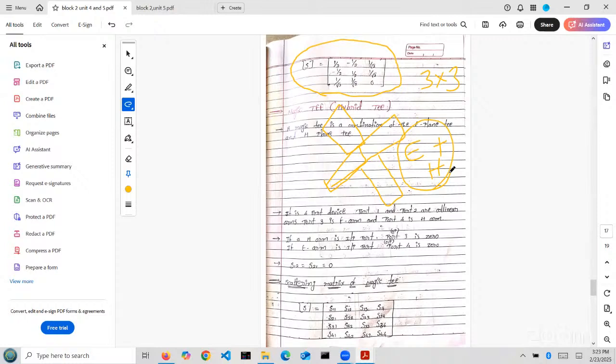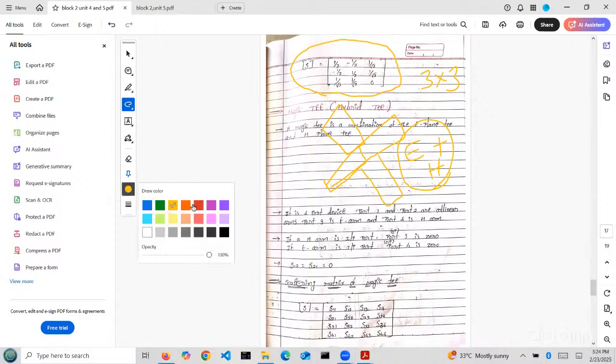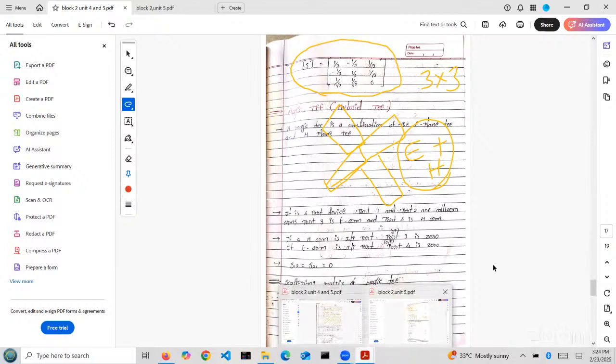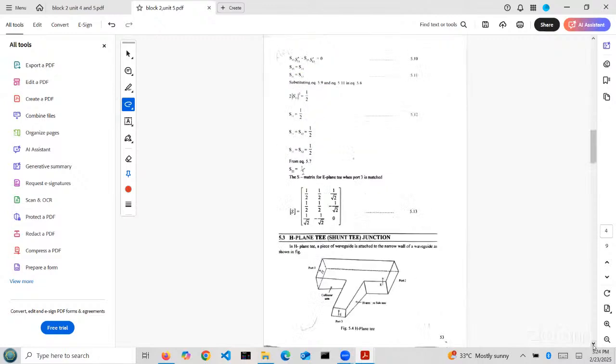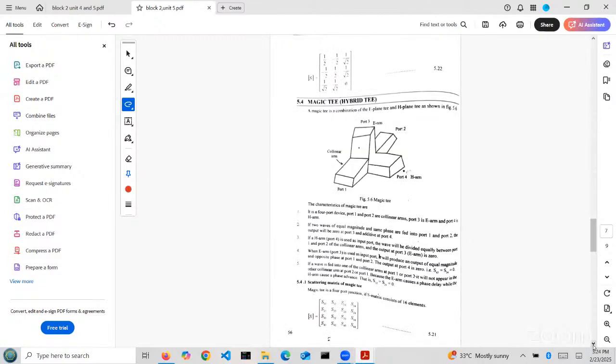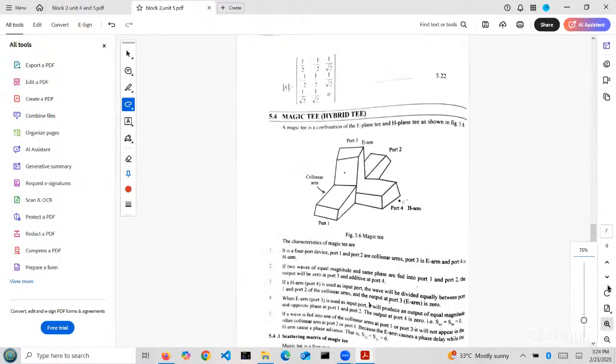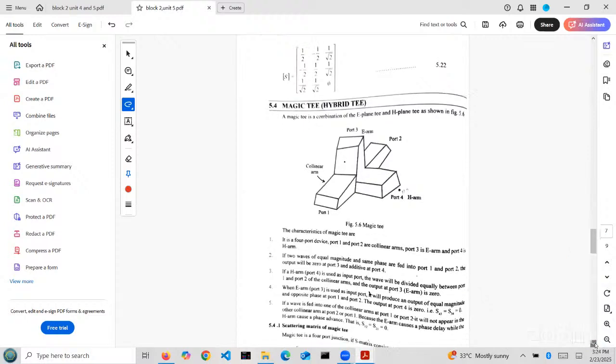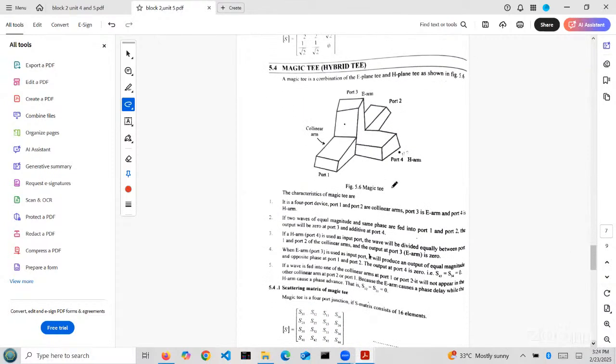Now here we will see which acts as input and which acts as output port. First, I am taking port 1 and port 2 as collinear arms. We have a few conditions. We'll see what the conditions are. What is the first condition? The first condition is port 1 and 2 are collinear arms. Then port 3 is treated as an E arm. Port 4 is treated as an H arm.